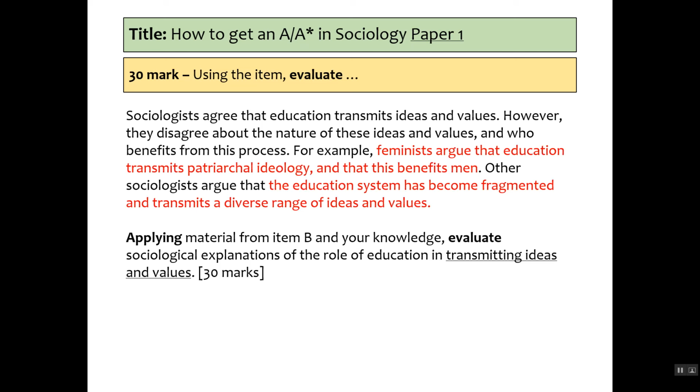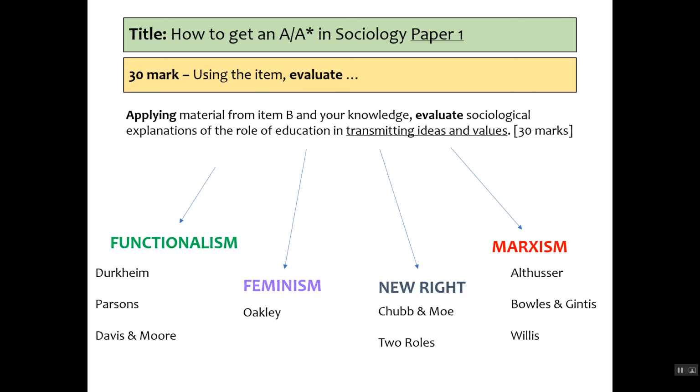So you have to look at the essay, you have to look at item B, and the authors clearly identified feminism. So one of my points will be feminism. And my second point would be the fragmentation and transmission of diverse range of ideas and values, i.e. globalization and the impact of postmodernism. So what can we talk about?